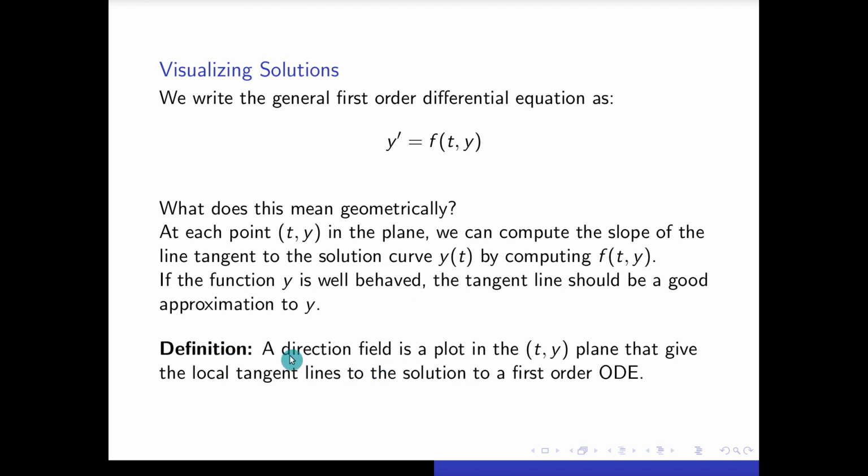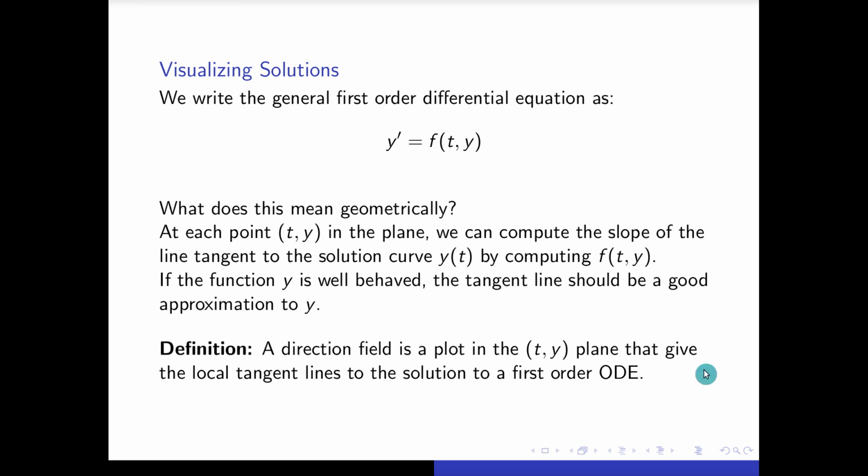Definition: a direction field is a plot in the ty plane that gives the local tangent lines to the solution to a first order differential equation, which is really nice. Mainly because you can just look at the direction field and find out all the information you need to know about your solution geometrically. So even if you can't solve your differential equation algebraically, you can still get a lot of information from the graph.